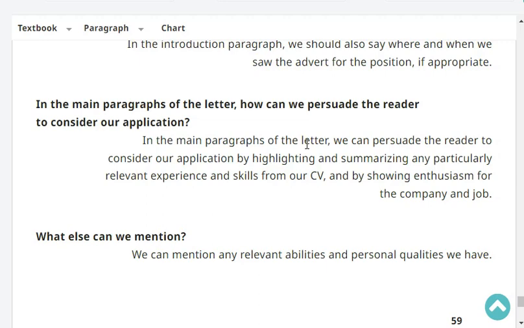In the main paragraph of the letter, how can we persuade the reader to consider our application? In the main paragraph of the letter, we can persuade the reader to consider our application by highlighting and summarizing any particularly relevant experience and skills from our CV, and by showing enthusiasm for the company or the job. Very good.